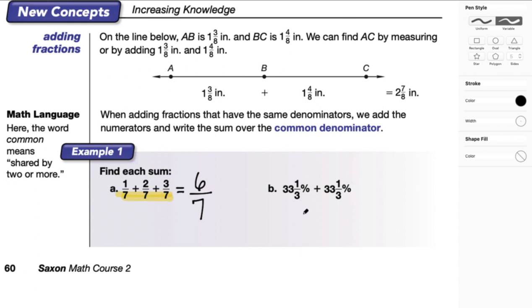Here, I'm dealing with a fraction of sorts. If you think about it, this is 33 1/3 and 33 1/3. They're mixed numbers, and I'm adding them together. I'm going to add the fractions together, and then add the whole numbers together. 1/3 plus 1/3 is 2/3. The denominator stays the same, just add the numerators. And then 33 plus 33 is 66. So when I add these two percentages together, I get 66 and 2/3%.